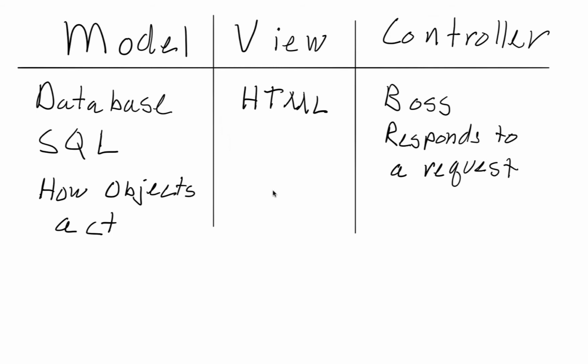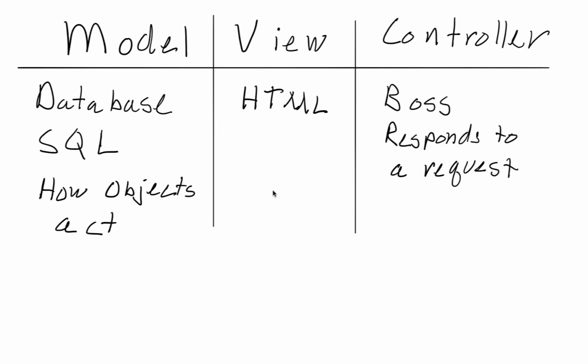The model, of course, is responsible for the data. And in a Ruby on Rails application, that means it's responsible for the database, writing the SQL, and also how objects act. For instance, if we have a user object that has a password, and we want to write a method that verifies that the password is correct, we would put that piece of code inside the model because that's how the user acts. And verifying his password deals with the data.